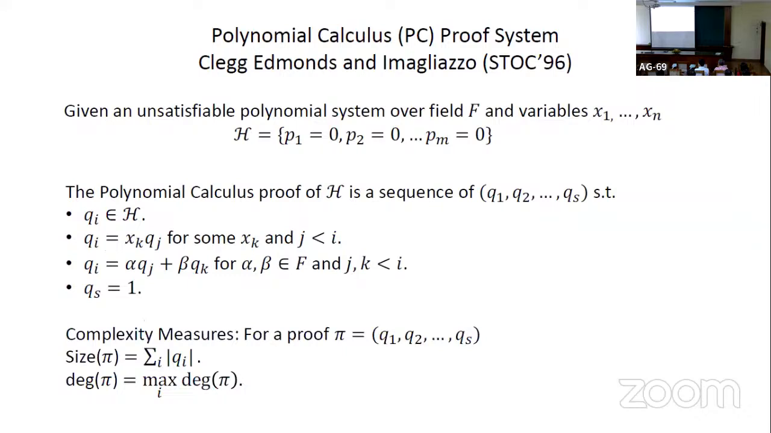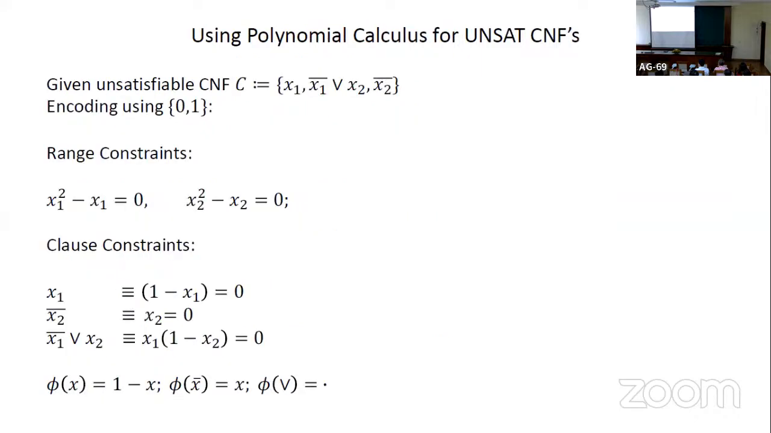So as I said, this polynomial calculus proof system is a proof system for unsatisfiable polynomial systems, but one can use this for CNF unsat problems as well. One can encode an unsatisfiable CNF formula using a polynomial system, and then one can start from there. It's a very simple encoding. 0 represents false, 1 represents true, and then there is a standard encoding which people might have seen.